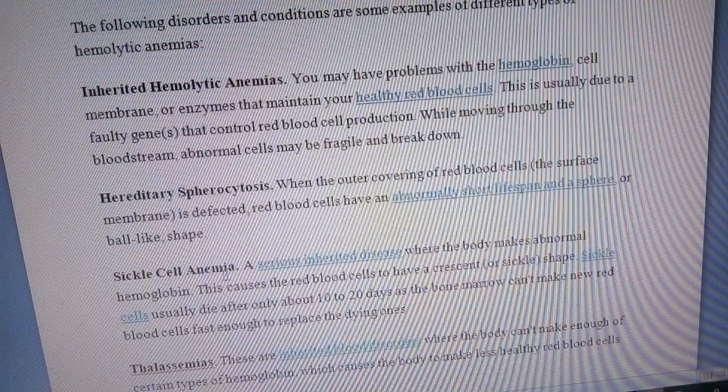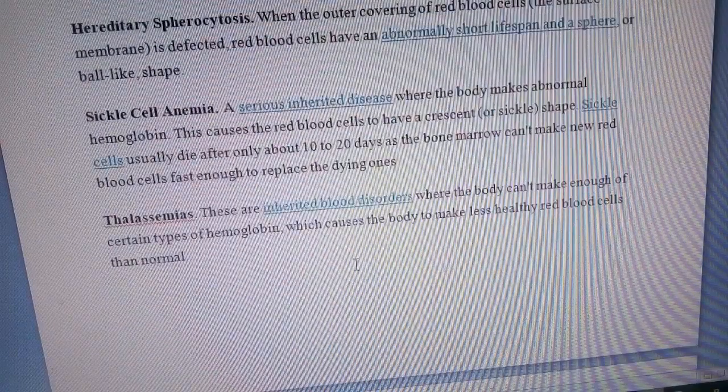Spherocytosis, sickle cell anemia, a serious inherited disease where the body makes abnormal hemoglobin. This causes red blood cells to have a sickle shape. Sickle cells usually die after only about 10 to 20 days, as the bone marrow cannot make new red blood cells fast enough to replace the dying ones. That is thalassemia.